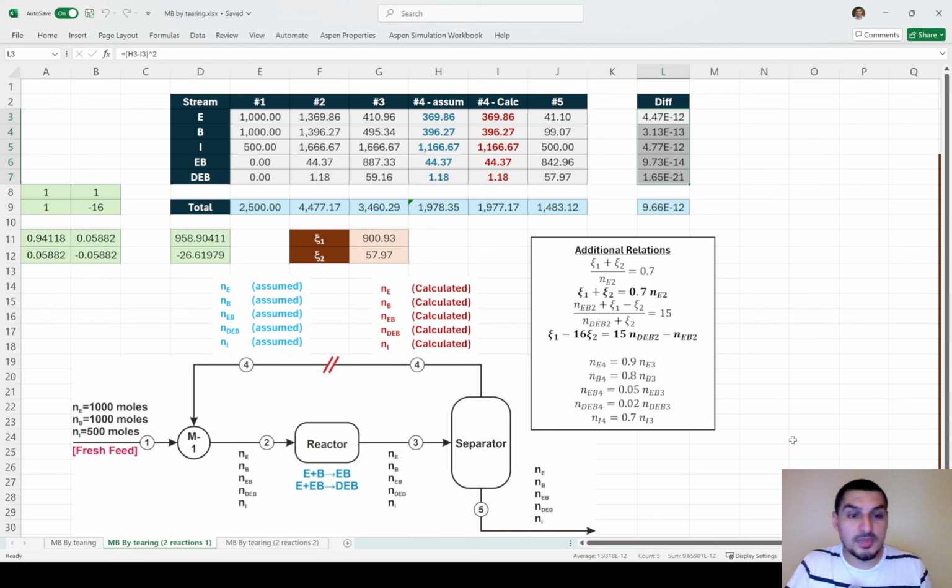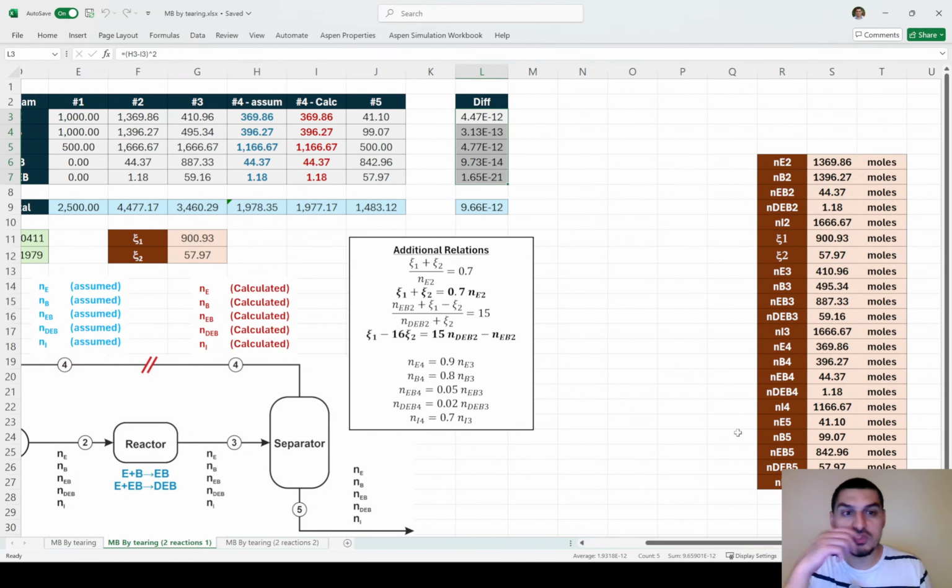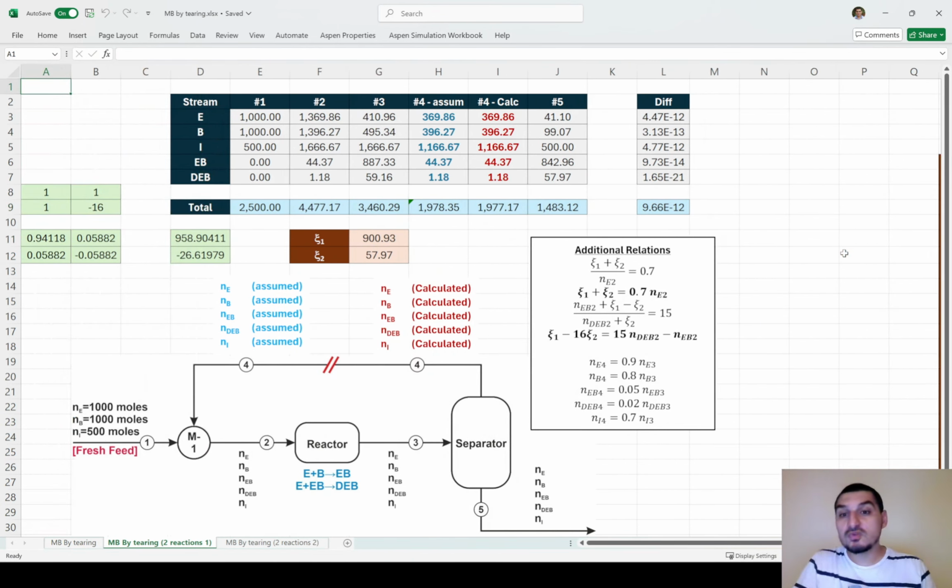And if you compare the numbers that we have here with the numbers that we got from the matrix solution, you would see for stream number 2 these 4 numbers, and look at these 4 numbers. They're exactly the same. For the extents of reaction, these are the 2 extents of reaction. So we're getting the same results, which is very, very good news. So this is one way you can do this.